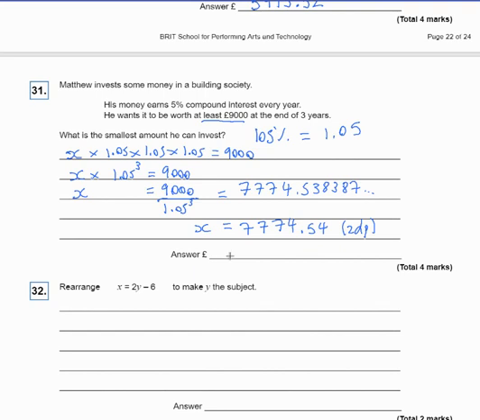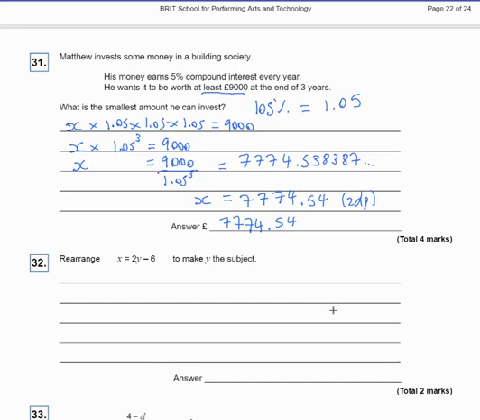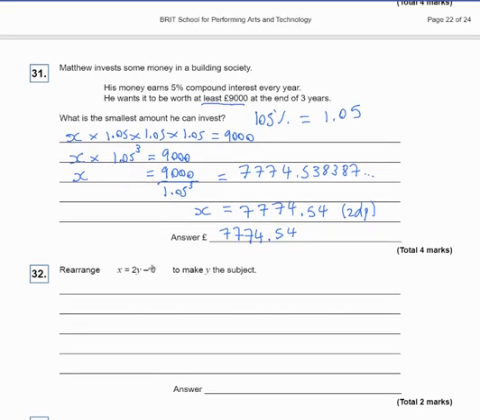Don't worry if you didn't catch the last bit of what I just said. This is the main bulk of the work. So we've got £7,774.54.